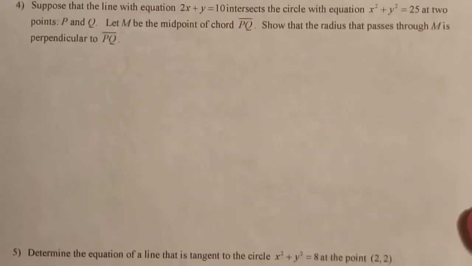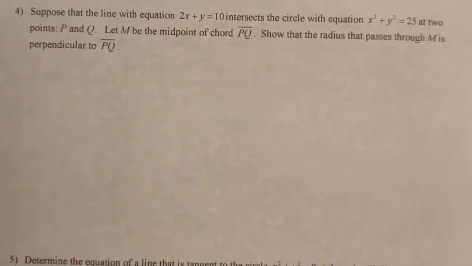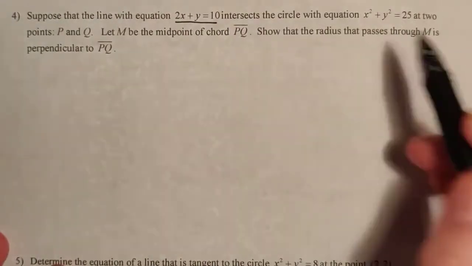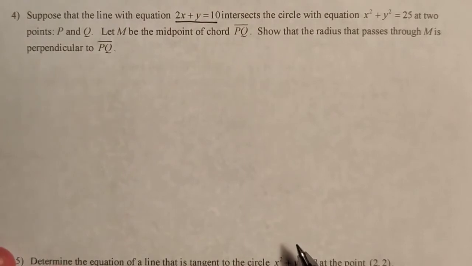All right, let's look at number 4 now. We're told that the line with this particular equation intersects a circle with this particular equation at 2 points, P and Q. Let M be the midpoint of chord PQ. Show that the radius that passes through M is perpendicular to PQ.